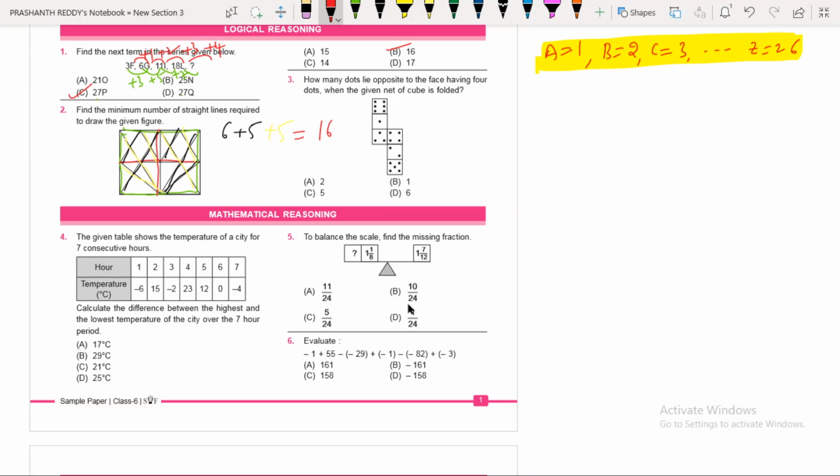No problem. Now we are going to focus on the third question. What is the third question? How many dots lie opposite to the face having 4 dots when the given cube is folded? You already know the cube. You might have heard about the cube in your lower classes, when you were in 3rd, 4th, 5th or 6th class, the definition and meaning of a cube. Now tell me, is a cube a 2D picture or a 3D picture? A cube is simply a 3D picture. Okay?